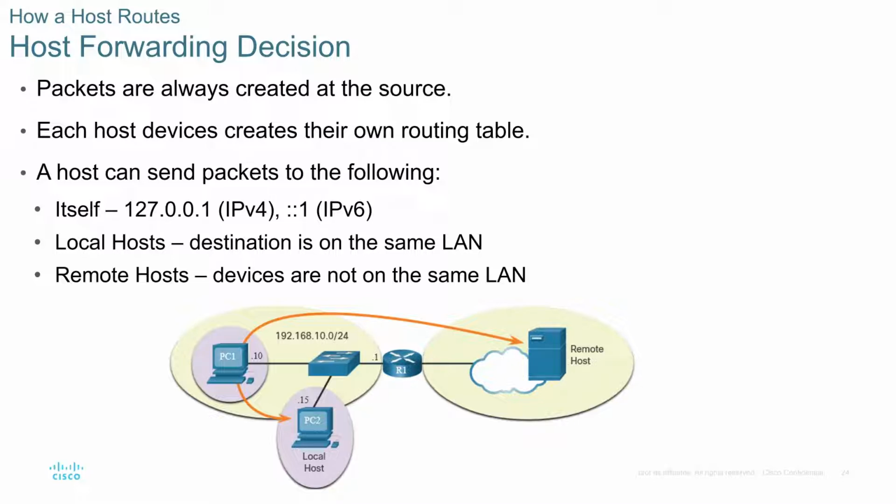We could also send packets to local hosts where the destination is on the same LAN. If it is on the same LAN, we technically do not need an IP address, as it would be regulated by the data link layer at layer 2. If I need to go to a remote host, I must have some type of IP addressing.